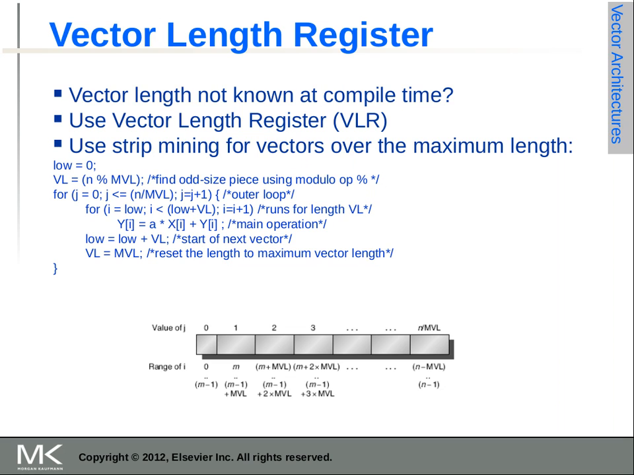All right, well, here's your question. Vector length may not be known at compile time. Well, you have a vector length register, strip mining for vectors over maximum length. So what happens is that they'll have a vector length register that basically tells you how long the register is. You still have to encode your for loop accordingly, but you're able to actually do the vector loads and multiplies on the certain amounts.